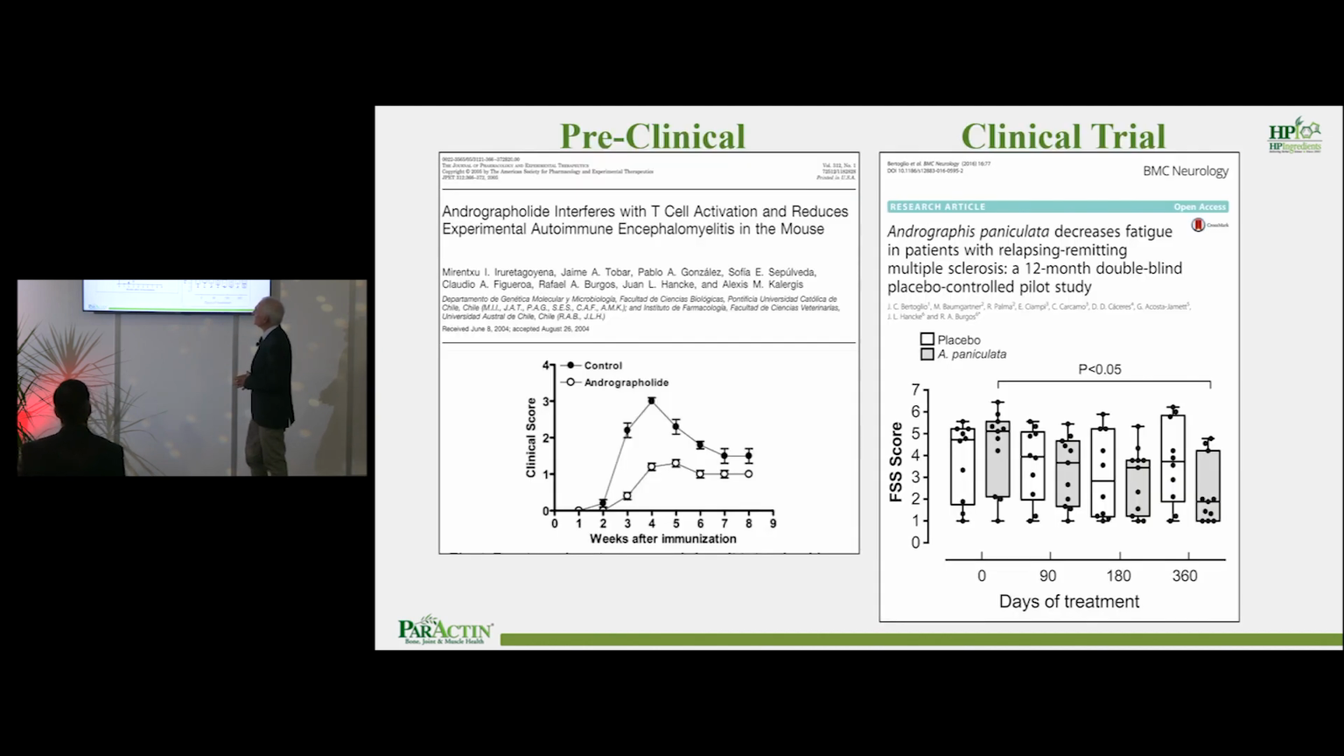Next one. So we decided to make a clinical study based on the data we had in the model of experimental autoimmune encephalitis in the mouse, where we saw very clearly that the clinical scores of the disease were much lower in the group treated with andrographolide than in the one treated with the placebo. So we decided to do a clinical study with the specialists in multiple sclerosis at the university, and we gave ParActin for 12 months to patients that had relapsing remitting multiple sclerosis, and measured lesions, disability, and also fatigue.